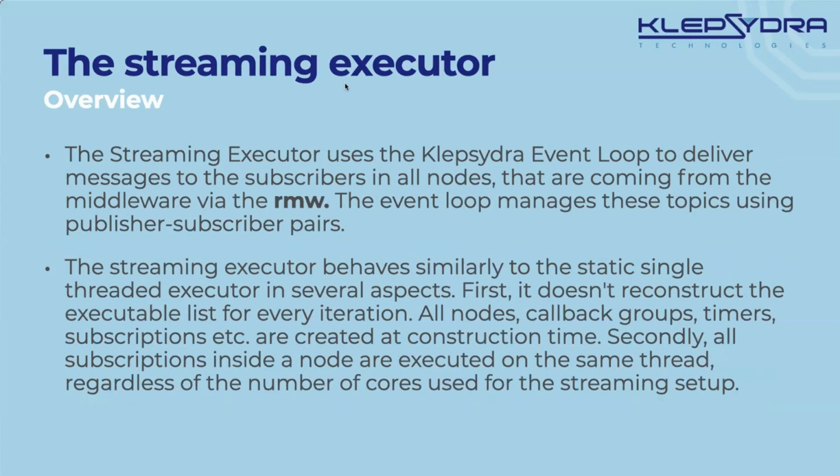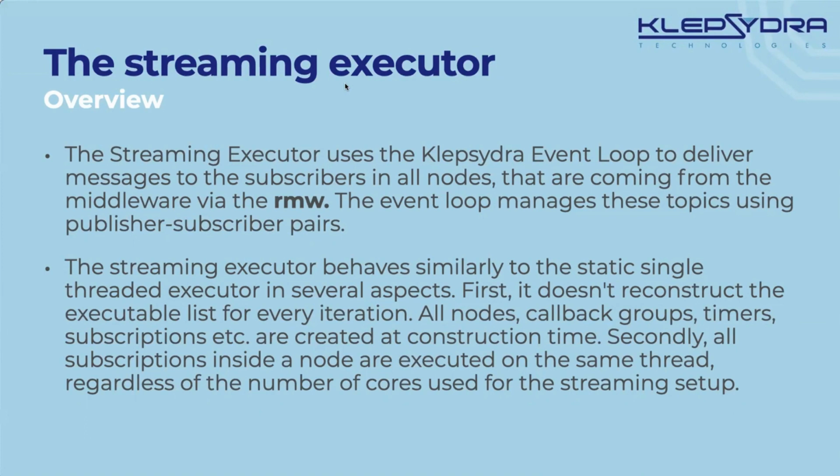Now, the streaming executor, which is our main novelty, is based on what is called the Klepsydra event loop that was presented earlier in this video by Guillermo. The concept that we follow to develop our executor is that the event loop will act as the actual message delivery mechanism. So when we receive a message from the RMW, it won't be sent directly to the nodes or the subscribers. It will be stuffed into the event loop, which will then be in charge of releasing these messages to the different subscribers. This is quite important, and we use the concept of publisher-subscriber here, which is not the same as the publisher-subscriber in ROS, because that is connected to the middleware. In this case, it's connected exclusively to the event loop.